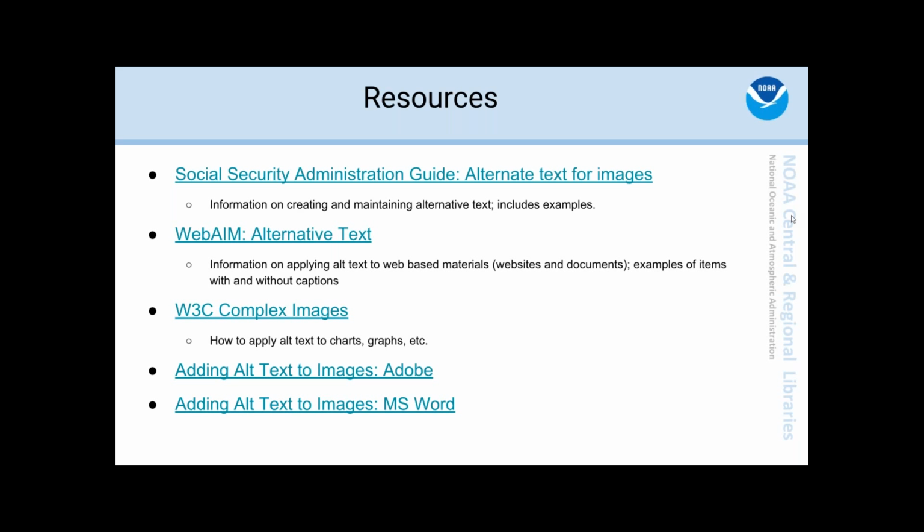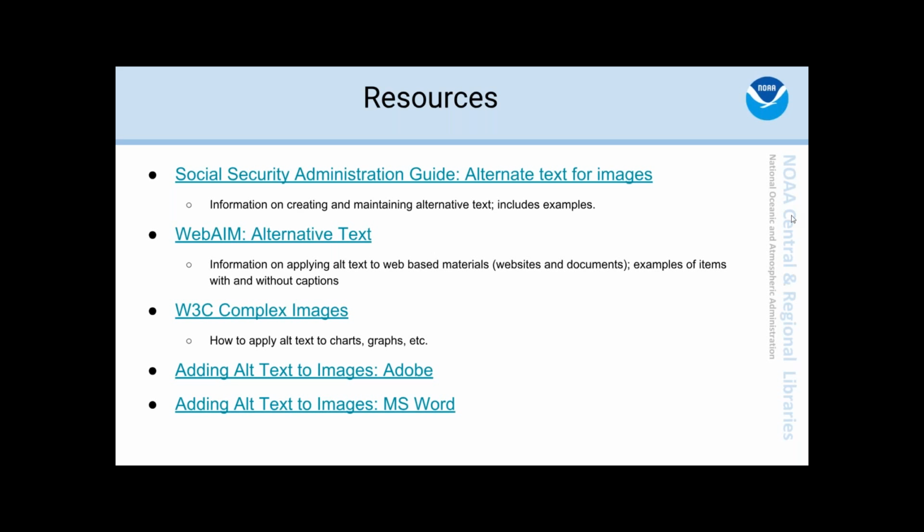WebAIM, which is Web Accessibility in Mind, is a website that covers a lot of accessibility issues regarding web content. So it's a little more focused on websites as opposed to documents, but the same principles apply. And they have a number of really great examples, especially when it comes to items or figures or images that have captions. I know I've sent this to a number of people, and it's been really useful for many people. They also have examples of items that do not include captions, and I believe there's a couple examples of some graphs in there.